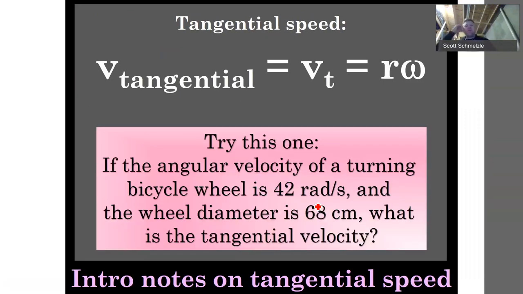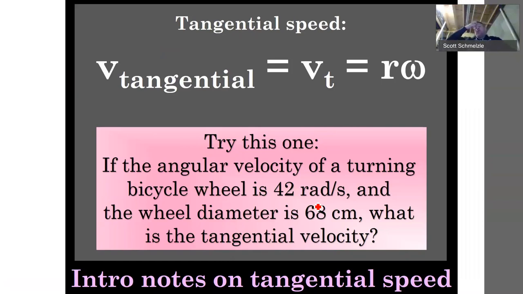Okay? So, try this one out. If the angular velocity of a turning bicycle wheel is 42 radians per second, that means it travels 42 radians every second, pretty quick, right? And the wheel diameter is 68 centimeters. What is the tangential velocity?